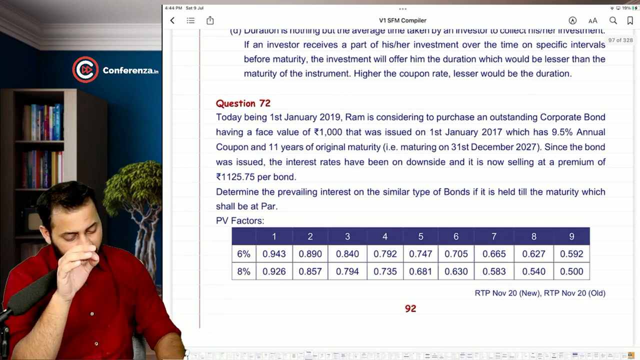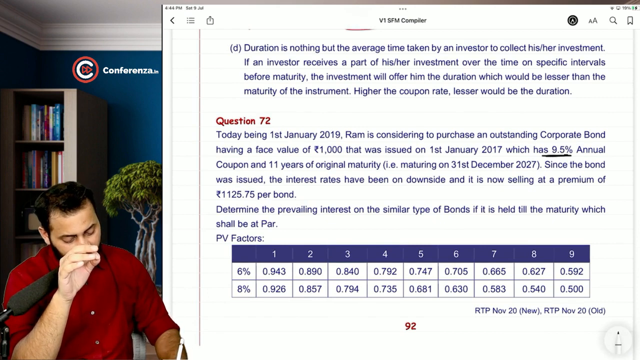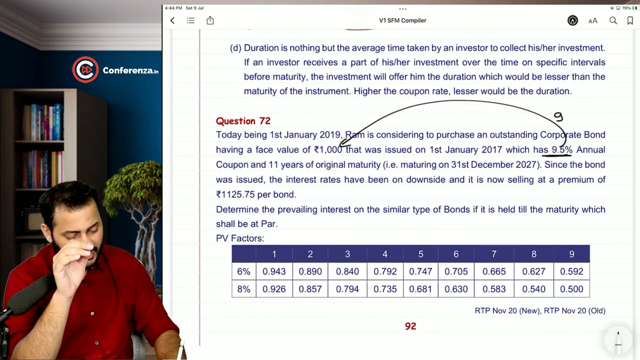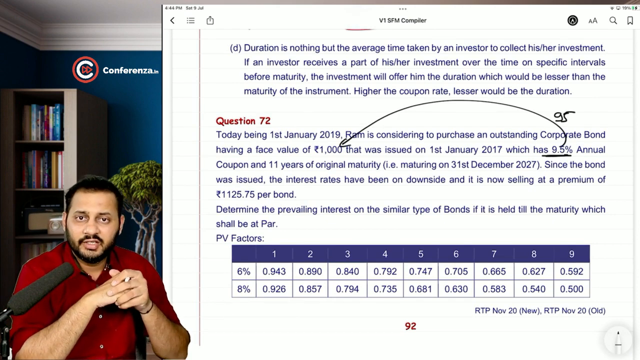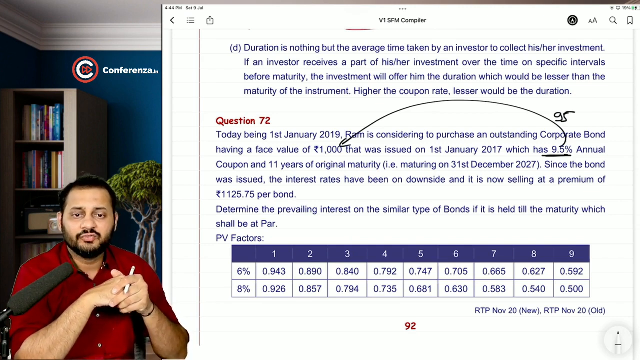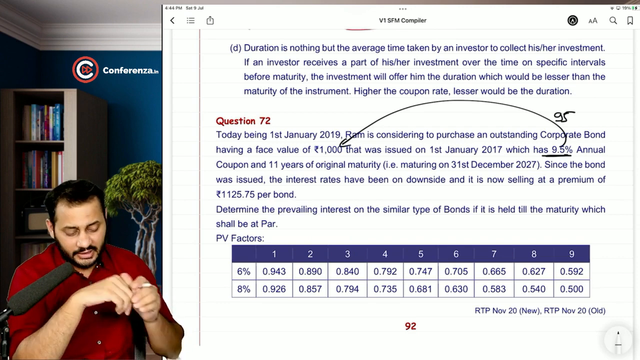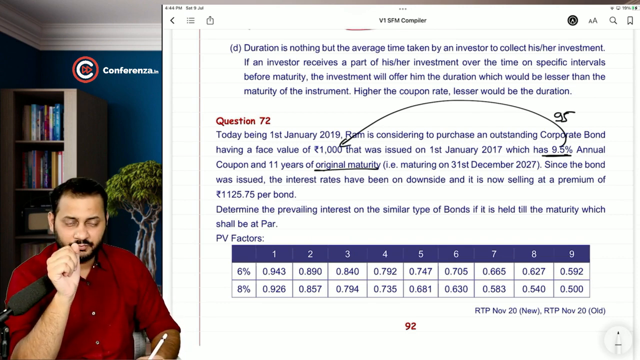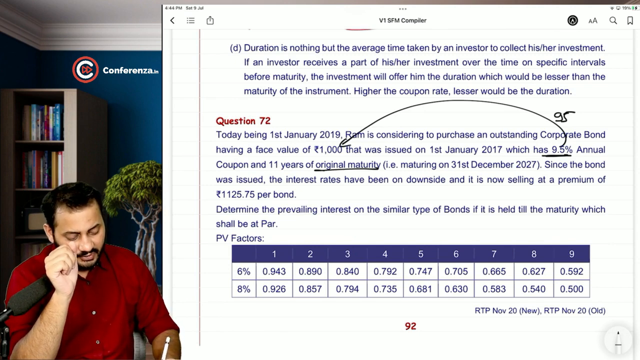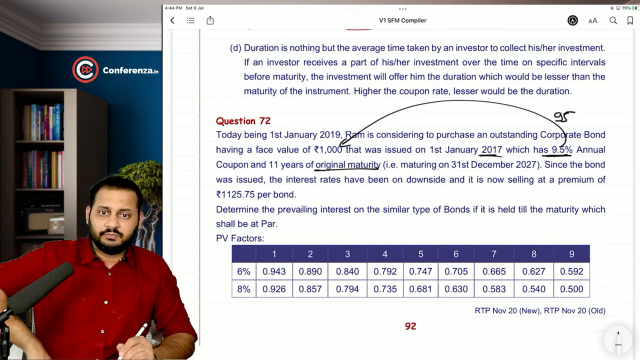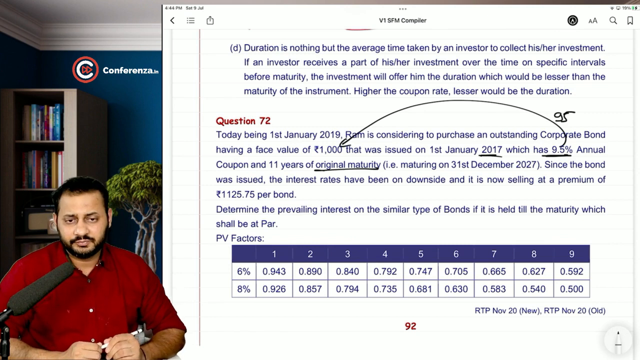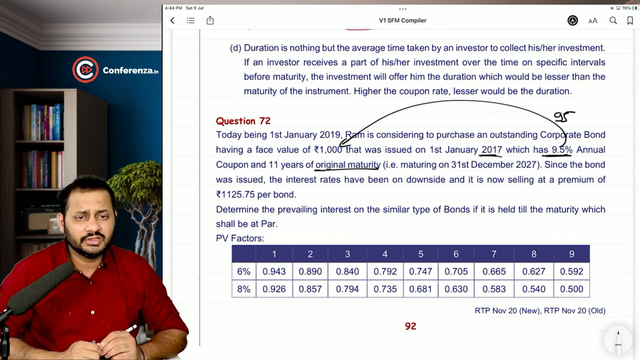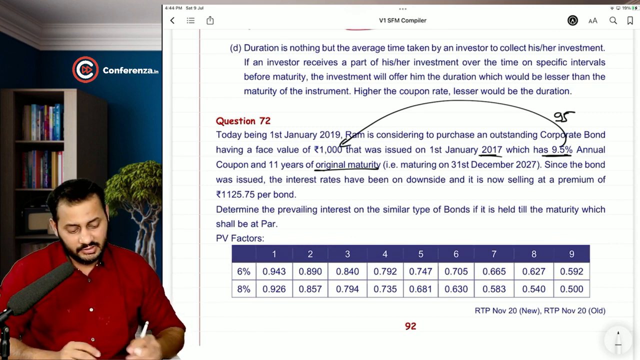This is the coupon rate which will be applicable on 1000. So 95 rupees every year will be the interest amount. Okay, and 11 years of original maturity. What do you mean by original maturity? That means from the date of issue. We can clearly see that from the date of 2017, 11 years comes down to 2027 December.